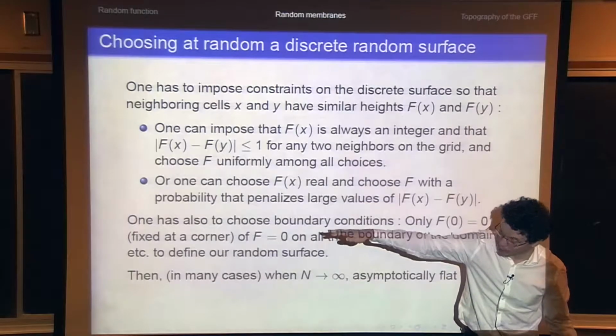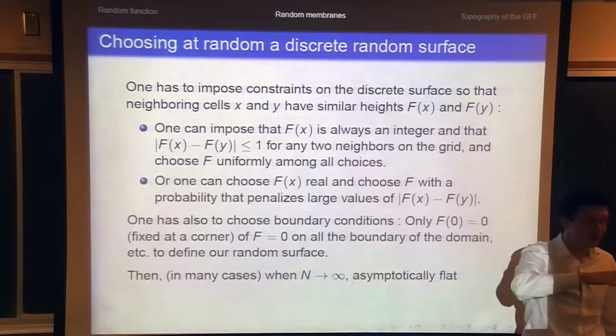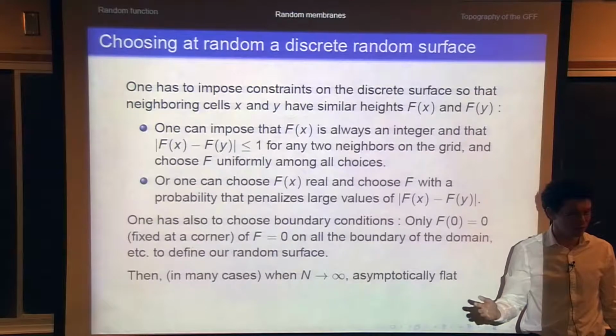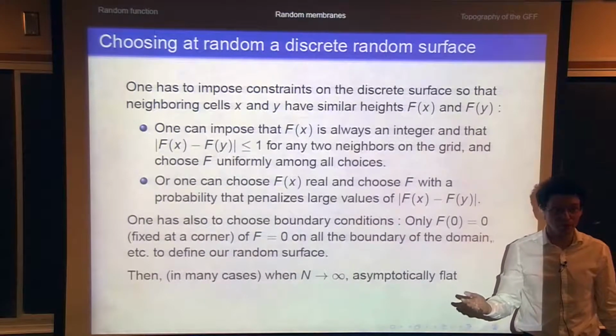So in the random walk case, it fluctuates like square root of n. And now here, this thing will fluctuate like square root of log n. So it's very, very small fluctuations.